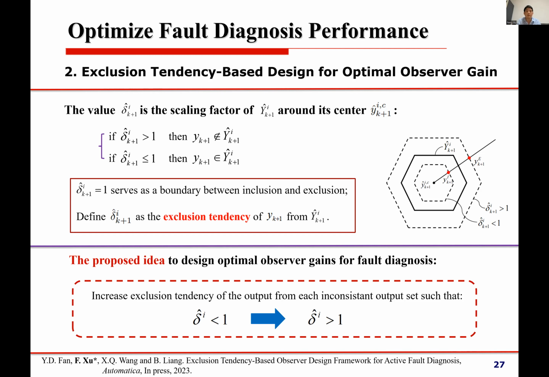So following this idea, our method to design optimal observer gains is to increase the exclusion tendency of outputs from each inconsistent output set, such that its value increases from a value smaller than 1 to a value larger than 1. In this case, we can exclude the corresponding unmatched output set.